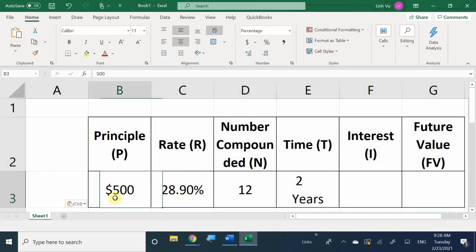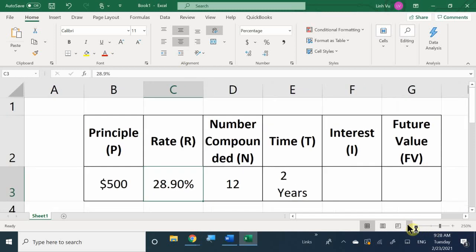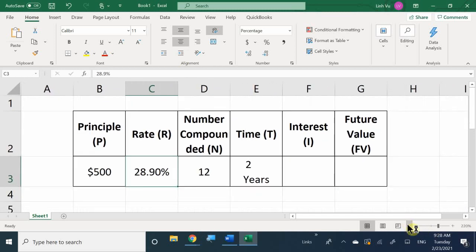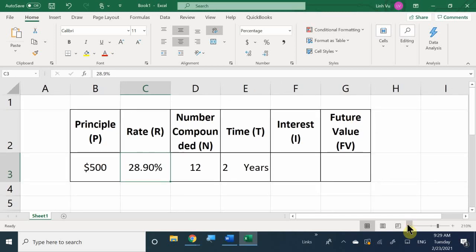Okay, so my principal is $500. My rate is 28.9%. Okay, and my compounded is going to be 12, 12 times a year, right? Because it's every month. And I have it for 2 years. So what is going to be my future value? Because I need to solve future value in order to solve for interest. So what's my formula for my future value?